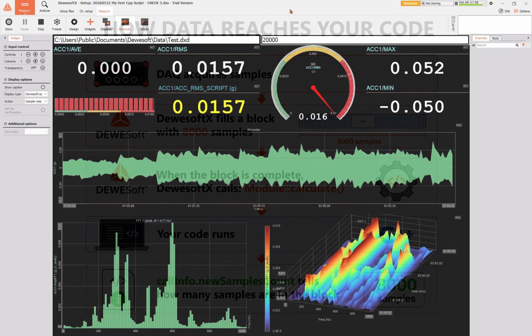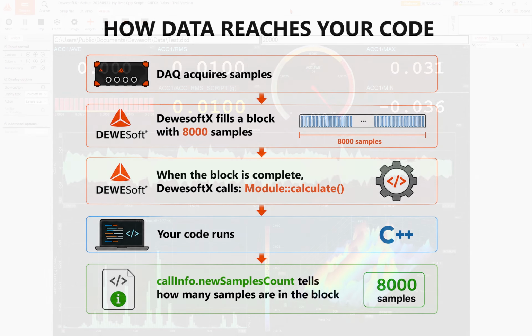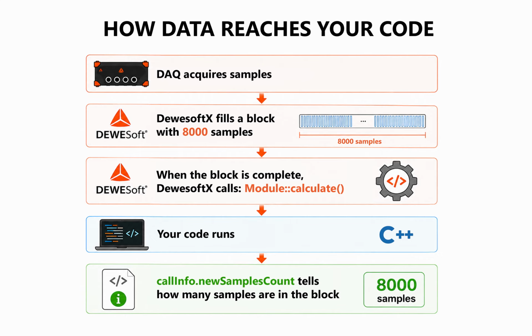Our program is now finished, and before we continue, let's look at how the data reaches our code. First, our data acquisition unit measures the input signal. DewesoftX then collects the samples into a block containing 8,000 samples. When the block is complete, DewesoftX calls the calculate function, and our code runs. DewesoftX also provides a structure called callinfo, containing information about the 8,000 sample block currently sent to our code.